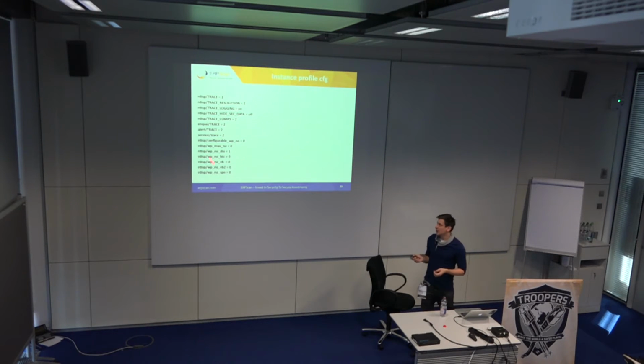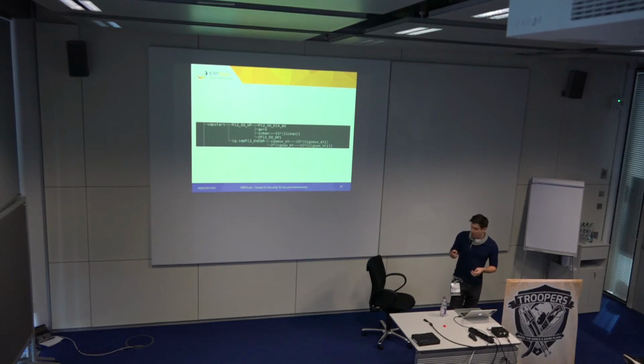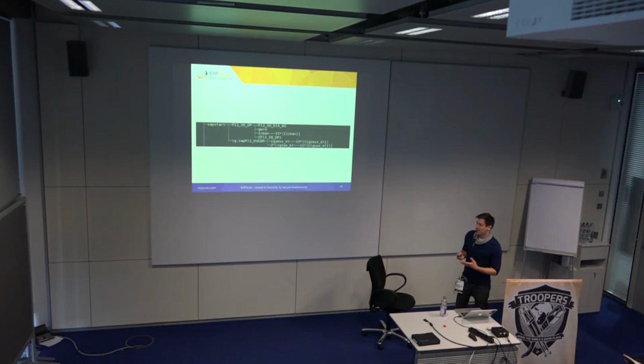On the slide you can see what we change, but the most important is configurable_WP_no. We set it equal to 0. That's how we got only one disk work process, and that's how we can reduce the count of disk work processes. That's how we can easily attach our debugger to this process.